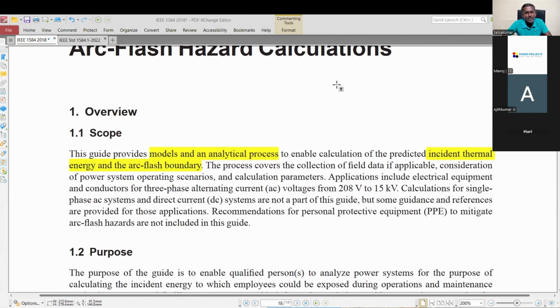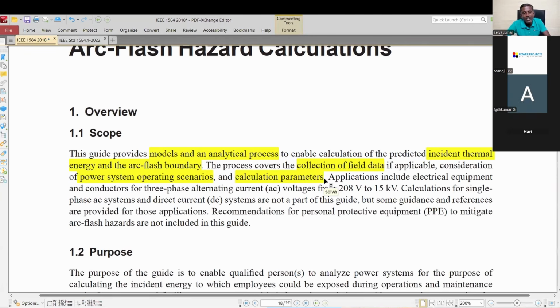Cool. Then what it includes and what it excludes. This IEEE 1584 covers in detail the collection of data. Data collection is included, considering power system operation scenarios, like two incomers with bus coupler open, one incomer failure with bus coupler closed, grid operation scenario, diesel generator operating conditions, etc. It considers data collection, considering the scenarios as well as the calculation parameters.